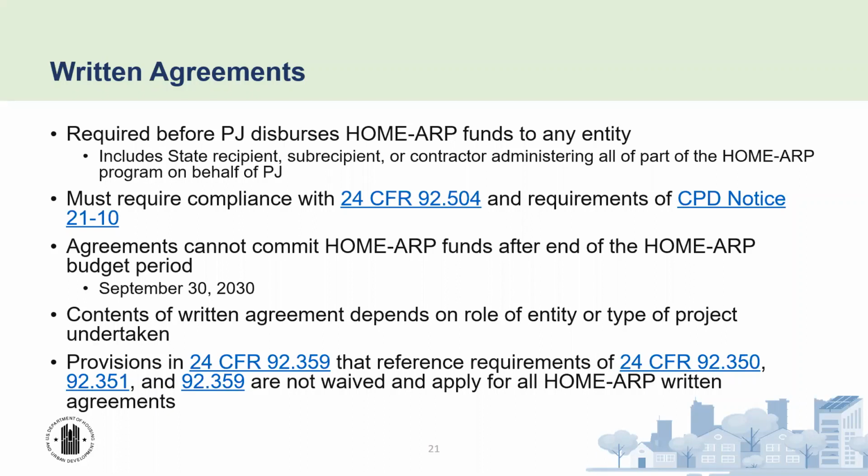Please review the written agreement section of the notice where details are provided on basic requirements by activity and the minimum provisions that must be included in a written agreement, in addition to those described at 24 CFR 92.504. I would like to point out that the written provisions in 24 CFR 92.504 that reference the requirements of 24 CFR 92.350, 92.351, and 92.359 are not waived and apply to all HOME-ARP written agreements. Next slide.